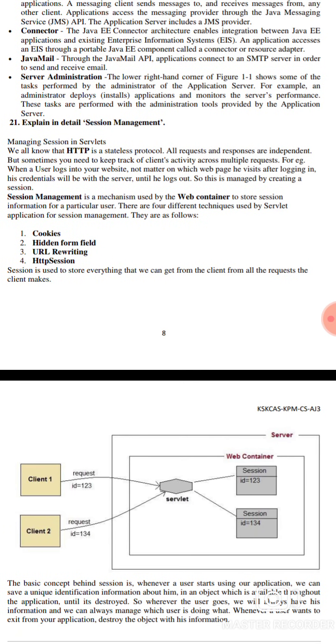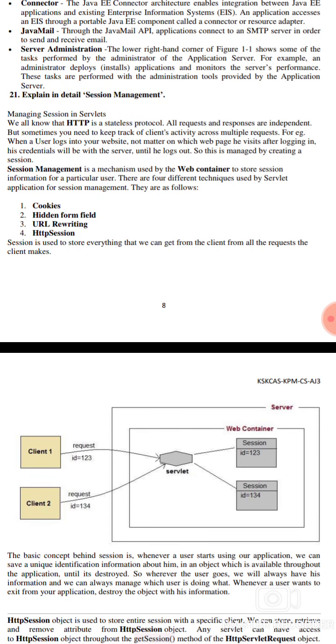Connector: the Java EE connector architecture enables the integration between Java EE applications and existing enterprise information systems. Java Mail: a Java Mail API application connects to an SMTP server in order to send and receive mail. Server administration: in the lower right-hand corner, the tasks performed by the administrator of the application server.